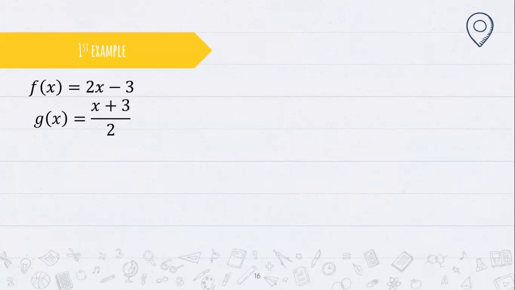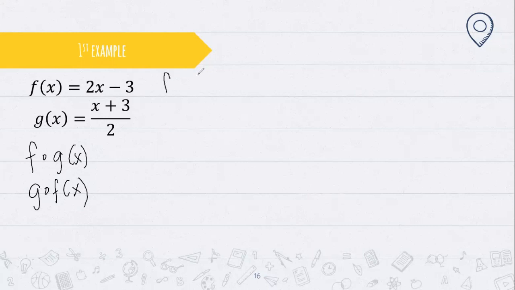So, we have 2 ways. Meron tayong 2 ways. It's either f of g of x or pwedeng g of f of x. Don't worry, pareho yung tama. Okay, pero papakita ko sa inyo yung both ways. We have f of g of x.